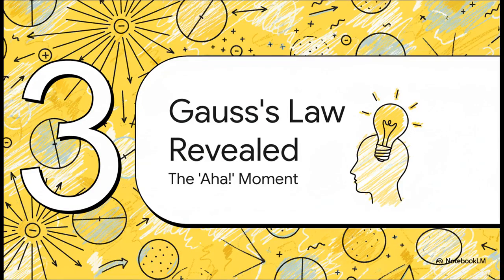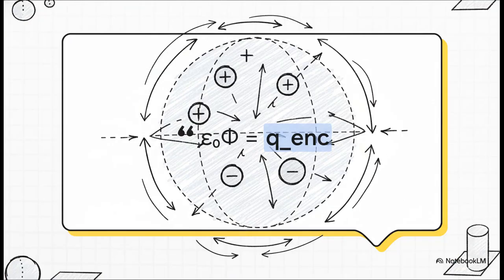Okay, so we've got this idea of flux. Now get ready for the moment where it all clicks into place. This is where the genius of Carl Friedrich Gauss comes in, connecting this idea of field lines piercing a surface directly to the source of the field itself, the electric charge. And here it is. Just look at how simple and beautiful that is. This equation is saying that the total electric flux, that's the capital Phi, passing through any closed surface you can imagine, multiplied by this fundamental constant of nature, epsilon naught, is exactly equal to the net amount of charge you've enclosed inside that surface, Q enclosed. That's it. The shape of the field is directly locked to the charge inside.